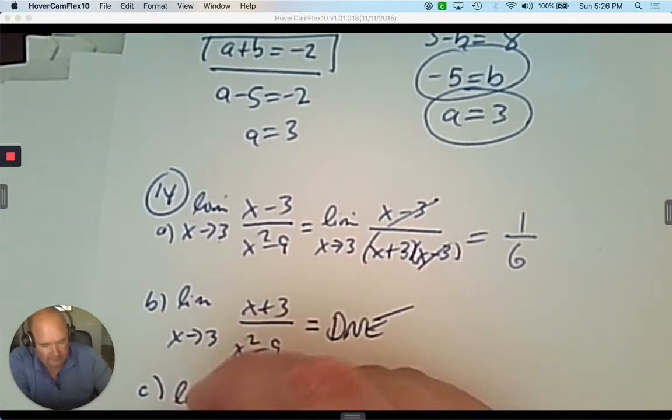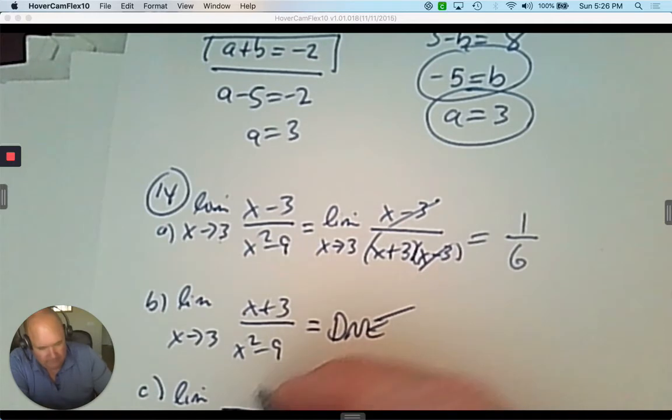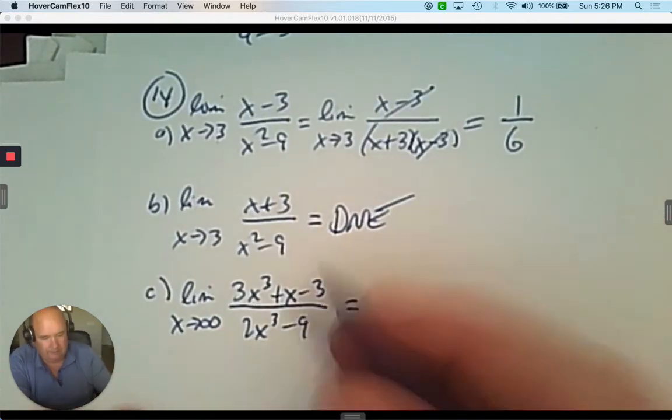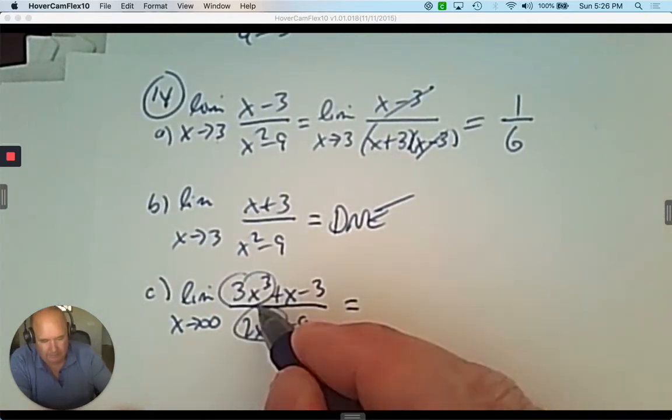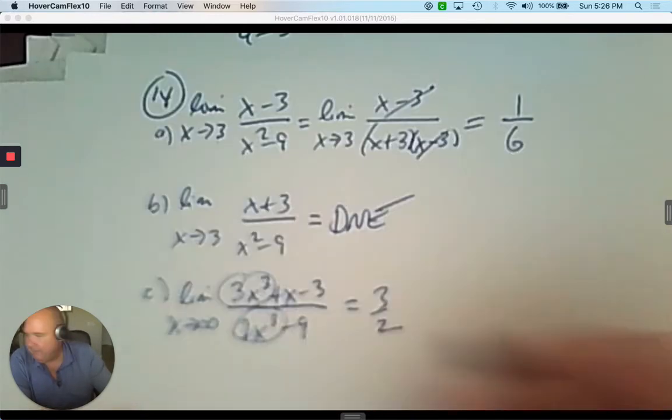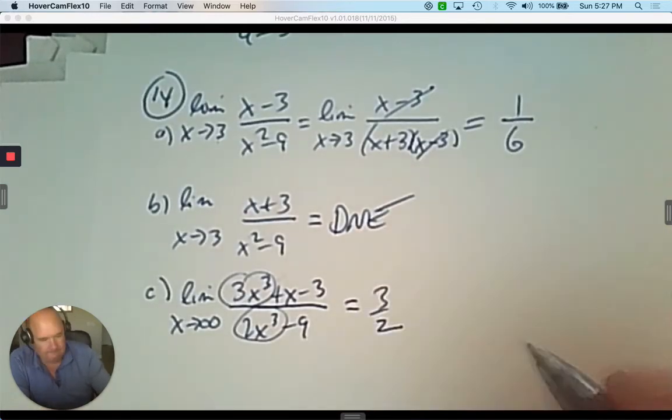This is the limit as x approaches infinity. This is an end behavior question, and we're going to look at the power on top and the power on the bottom. So if I look at the power on top divided by the power underneath, so it's power term divided by power term, the right end behavior is 3 over 2.